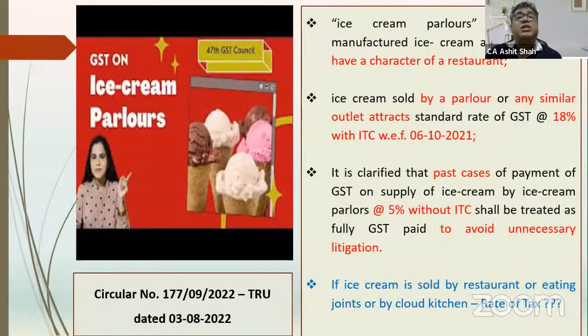Then certain clarification as regards the circular which has been issued on the 5th August 2022, that is on GST on ice cream parlors.